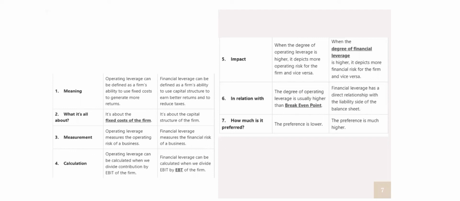In terms of measurement, operating leverage measures the operating rates of a business, and financial leverage measures the financial rates of a business. In calculation, operating leverage can be calculated when we divide contribution by EBIT of the firm, and financial leverage can be calculated when we divide EBIT by EBT of the firm. The impact: when the degree of operating leverage is higher, it depicts more operating risk for the firm and vice versa. And when the degree of financial leverage is higher, it depicts more financial risk for the firm and vice versa. And in relation, the degree of operating leverage is usually higher than the break-even point.